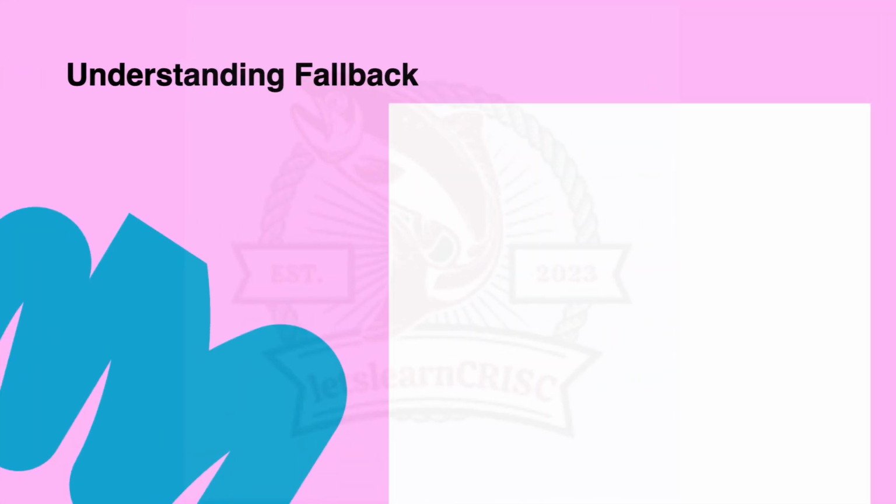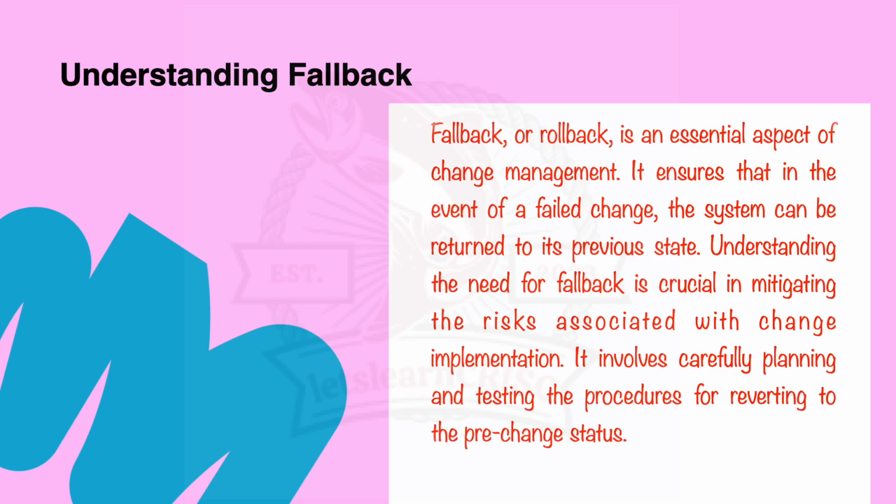Friends, under this, first is understanding the fallback. Friends, fallback is also known as a rollback, right? It is like a safety net in change management. It ensures that if a planned change does not work as expected, the system can be reverted to its previous state, right? This is crucial for minimizing the risk associated with change implementation, right?